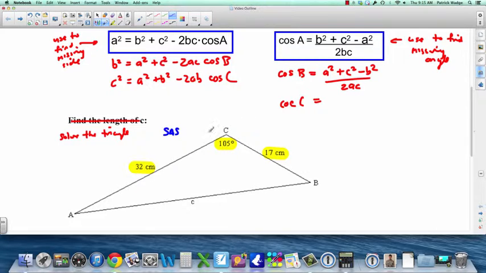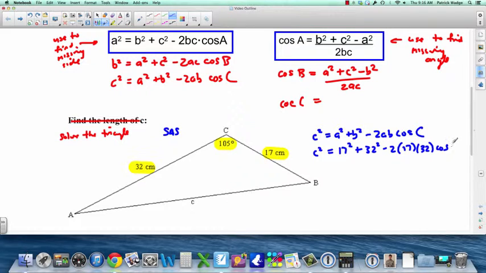Okay, so we're using the cosine law and we're trying to find a side. So it's this third equation down here we have to use. So c squared equals a squared plus b squared minus 2ab times the cosine of c. C squared, we obviously don't know what c is. A, we know what a is. It's across from angle A, so it is 17. 17 squared. B squared is across from angle B. It's 32 squared. Minus 2 times A, which is again 17, times B, which is again 32, times the cosine of angle C, and angle C is 105 degrees.